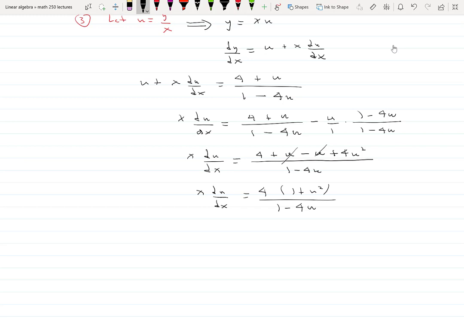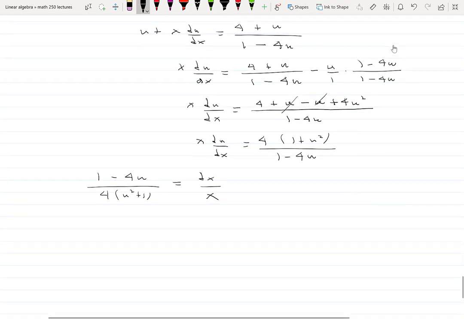And separate the variables. Okay, so if I multiply both sides by the reciprocal of the right-hand side, and also multiply both sides by dx over x, I get 1 minus 4u over, let's say, 4 times u squared plus 1, or 1 plus u squared, doesn't matter, du equals dx over x. I separated the variables, and now integrate.